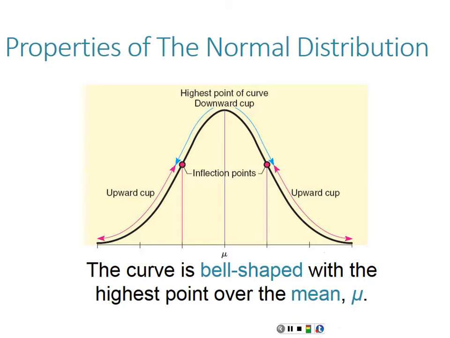The properties of the normal distribution, there are 3. Actually, there's 3, but then there's 3 more that go with a particular rule. The first rule is that the curve is bell-shaped. It looks like an upside-down bell. And its highest point is over the mean, which is mu. Okay? So the center value on your notes should say mu. The center value in that curve should say mu.